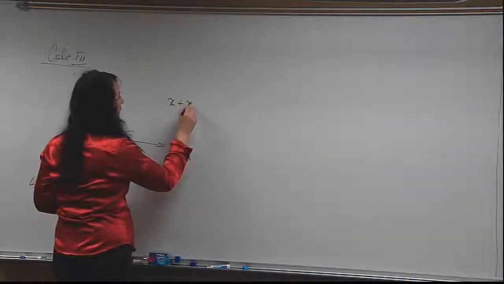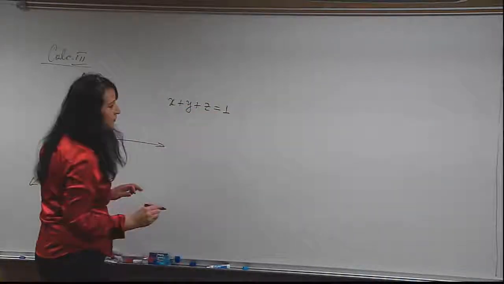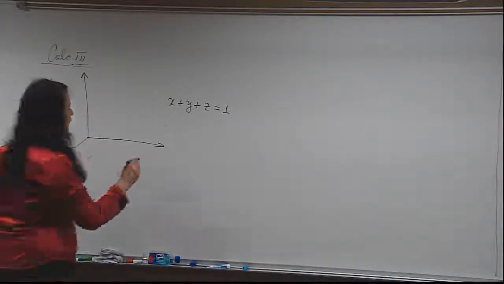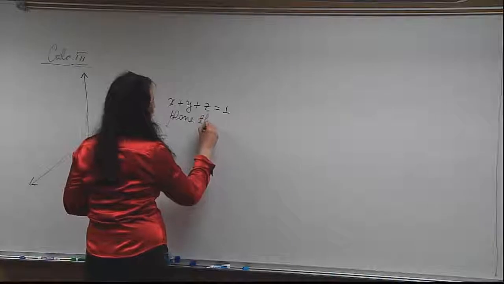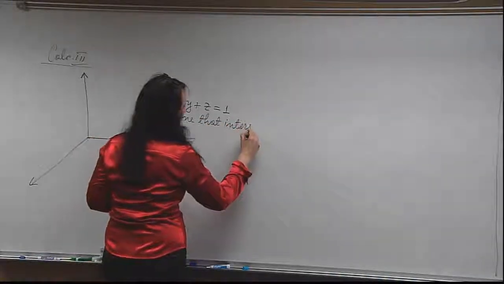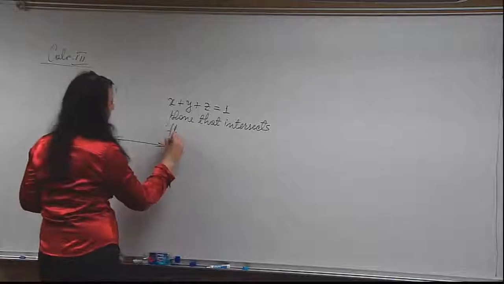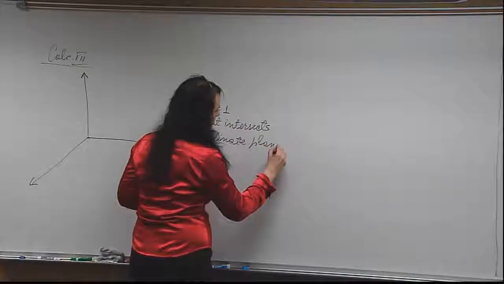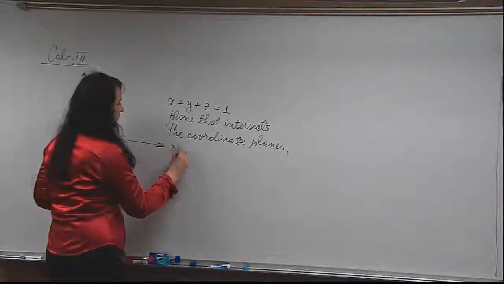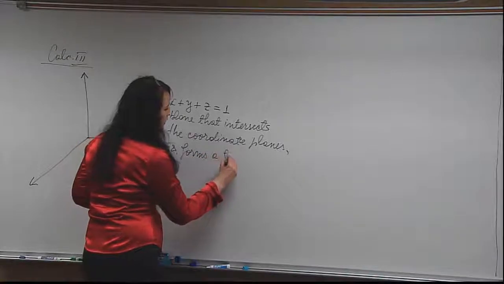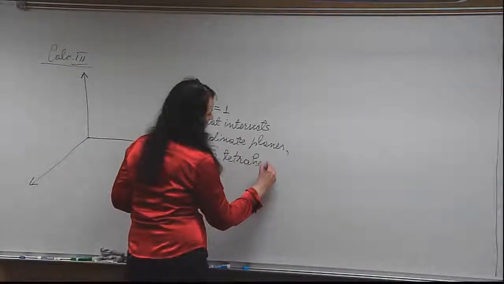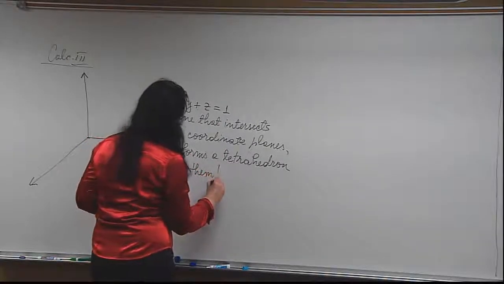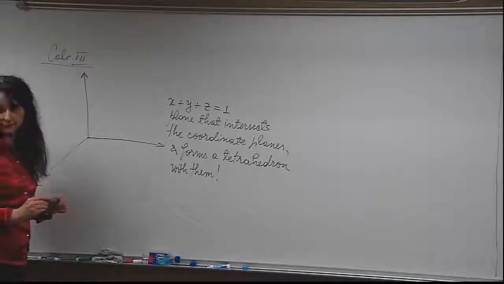So you are given x plus y plus z equals 1. Before I do the surface integral, I could do the surface integral for such a problem. This is a plane that intersects the coordinate planes and forms a tetrahedron with them. Find the volume of that tetrahedron.